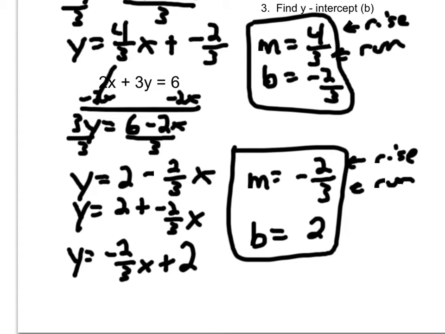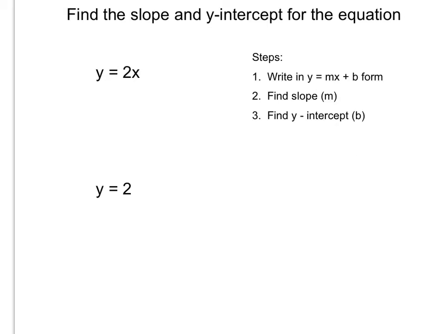Alright, let's keep moving on to more examples. Now in these examples, don't let these throw you for a loop here. The first thing we've got to do is write in y equals mx plus b form. Well, I'm almost there. y is by itself, but I'm not adding on anything. I see a plus sign, so basically I just have to make one. This is the same as y equals 2x plus what?